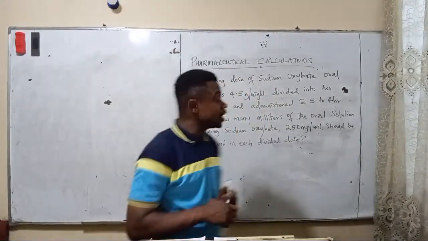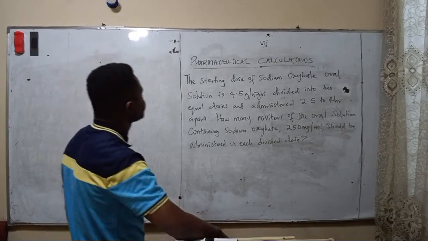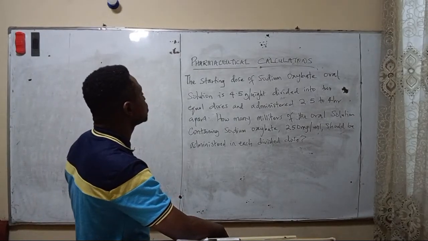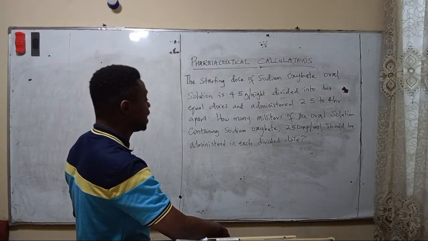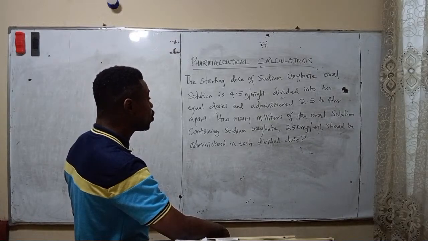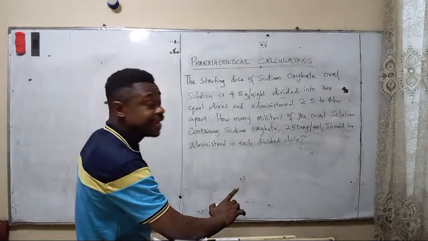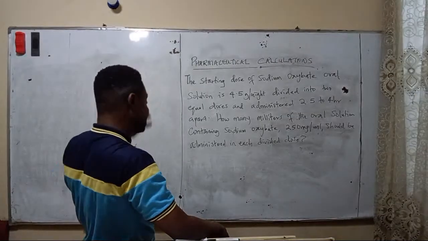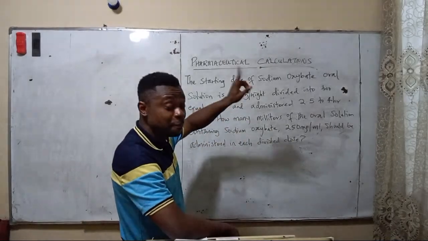Okay, let's look at this question again. The starting dose of sodium oxybate oral solution is 4.5 grams per night, divided into 2 equal doses. So in the night, the total dose that you take is 4.5 grams per night.